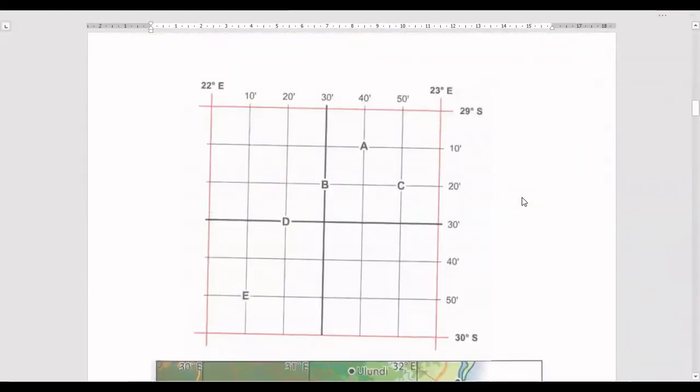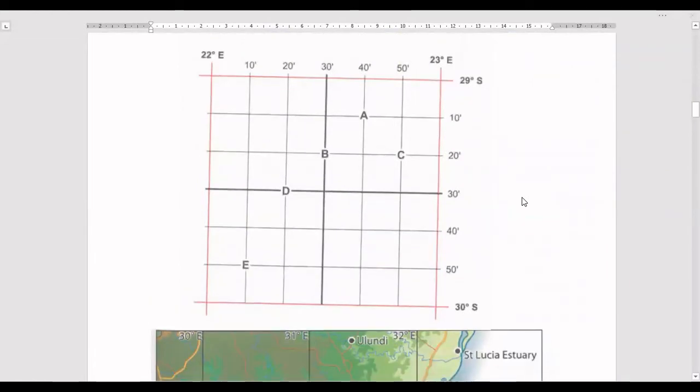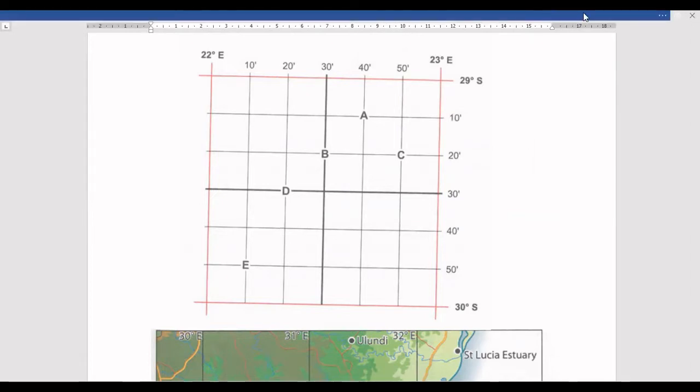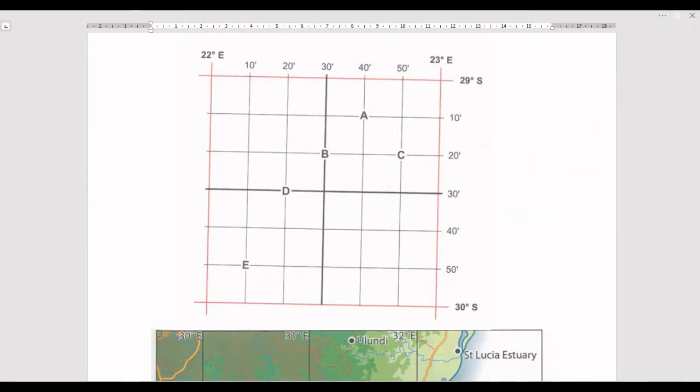Okay, right. This is a very simplified diagram. We'll speak about this in a few moments as well. And there's your line of latitude, the one that goes from end to end. There's one line of latitude: 29 degrees south. The south means it's in the southern hemisphere.